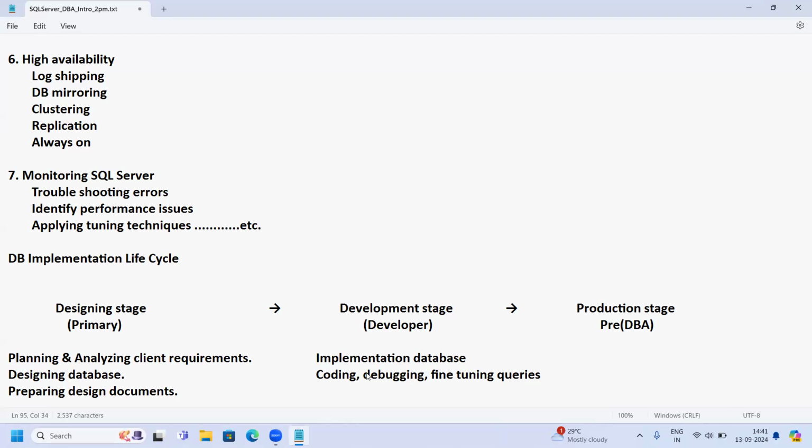Two factors on the basis of which fine-tuned queries are decided. What are those two factors? I won't explain today, I'll just use the words. Fine-tuned queries include two points: one is called efficiency, and the second is called convenient.